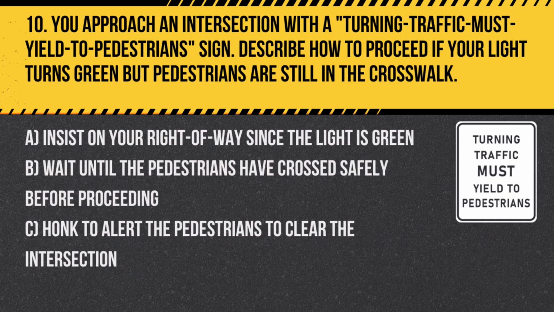Question 10. You approach an intersection with a turning traffic must yield to pedestrians sign. Describe how to proceed if your light turns green but pedestrians are still in the crosswalk. A. Insist on your right-of-way since the light is green. B. Wait until the pedestrians have crossed safely before proceeding. C. Honk to alert the pedestrians to clear the intersection.